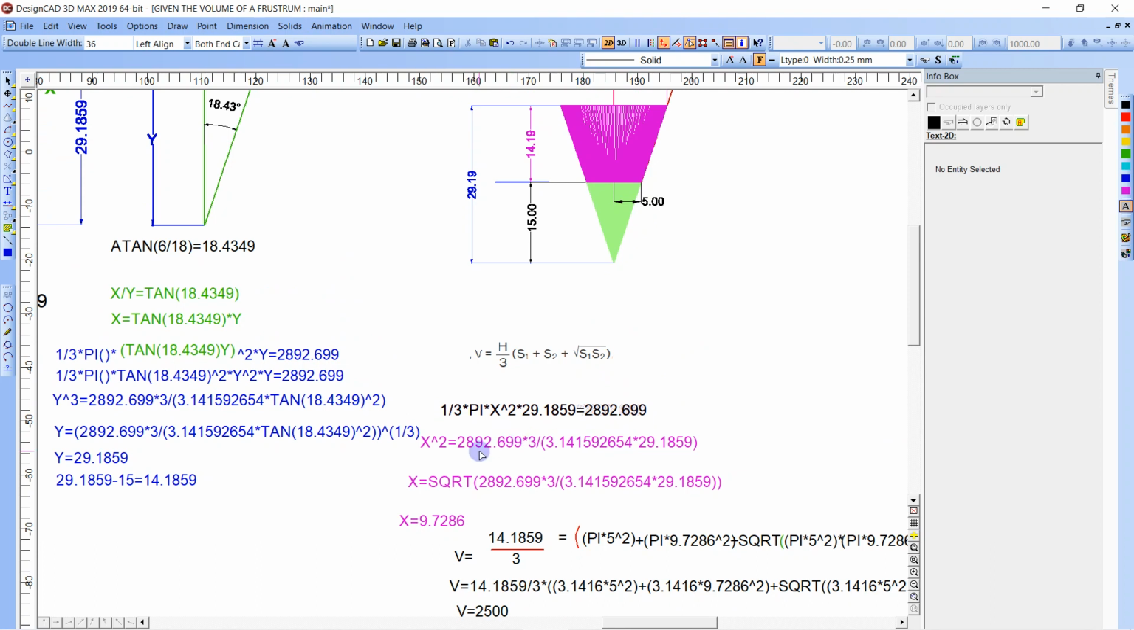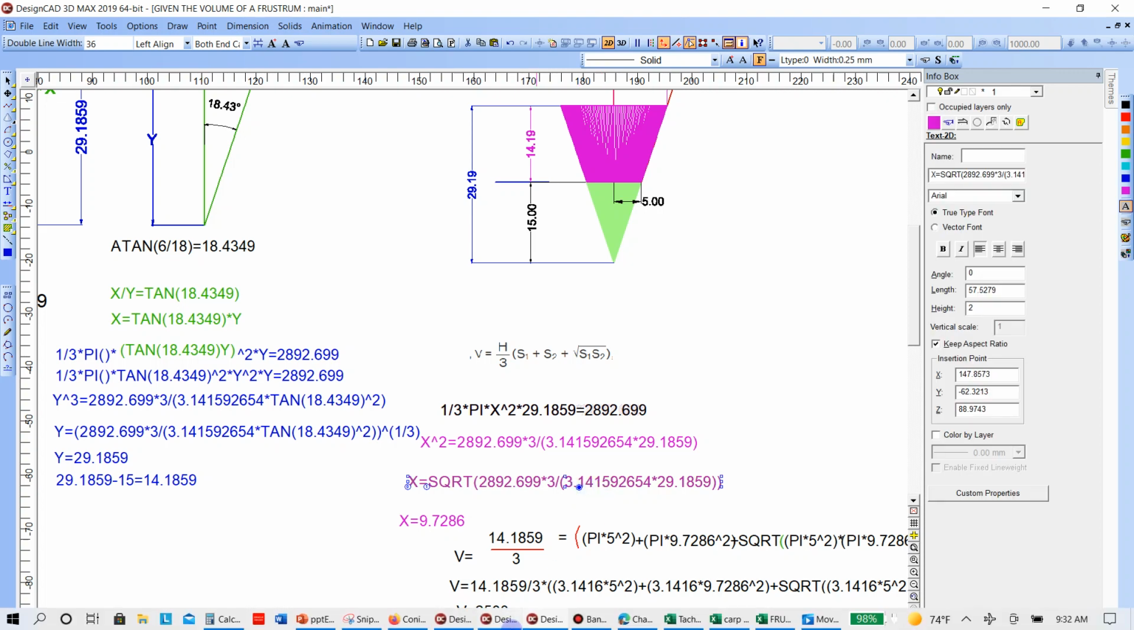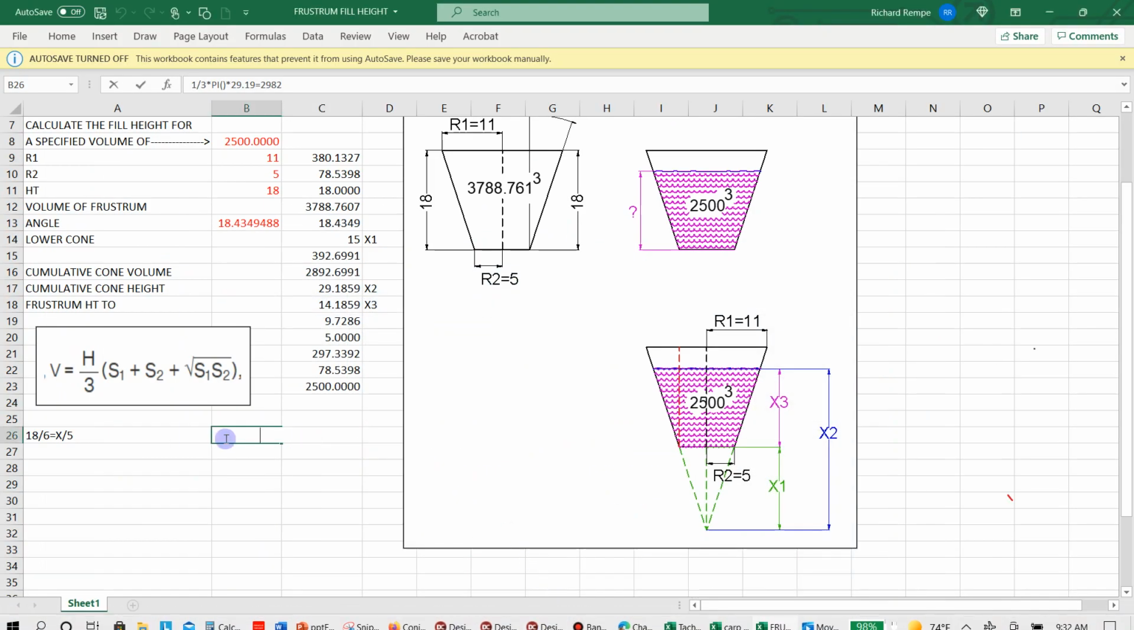2982.69. So then you solve for x squared first. You'll end up just moving this over to 2982 times 3 divided by pi, open parentheses, times the height, close parenthesis. And then you end up square rooting both sides. You end up with x is equal to that. So that's where that formula came from. Let's Control C that and take it over to here. Control V.